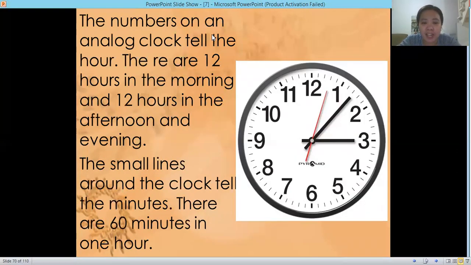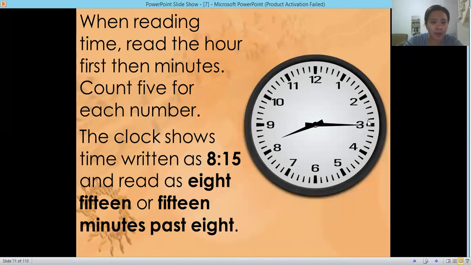Next, the numbers on an analog clock tell the hour. There are 12 hours in the morning and 12 hours in the afternoon and evening. The small lines around the clock tell the minutes, and there are 60 minutes in 1 hour. When reading the time, read the hour first, yung short hand first, and then the minutes. Okay? Count 5 for each number, 5, 10, 15, 20. But if it is here, 20, 21, 22. Okay? So the clock shows the time is 8:15.